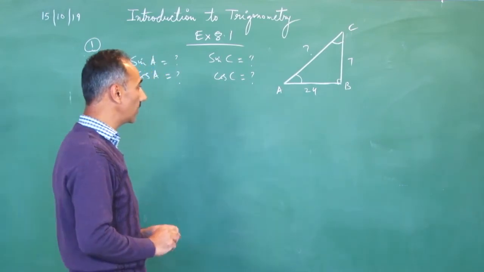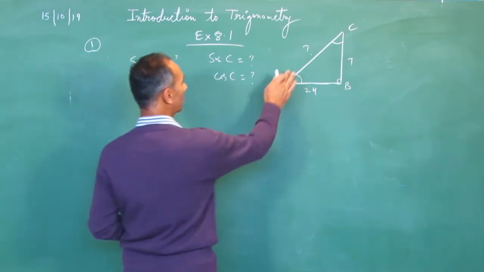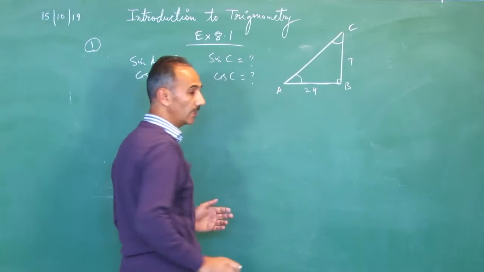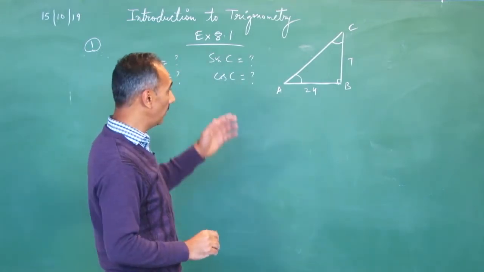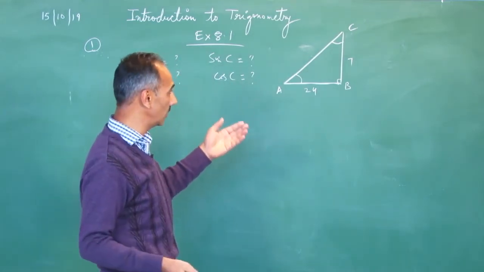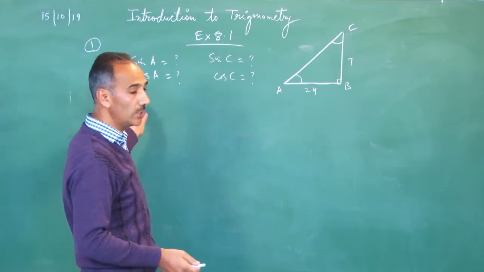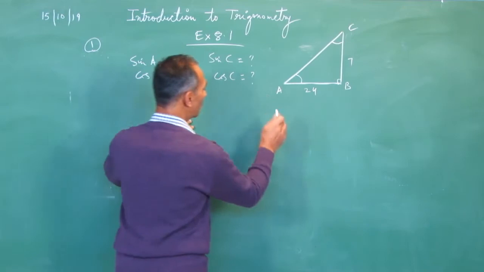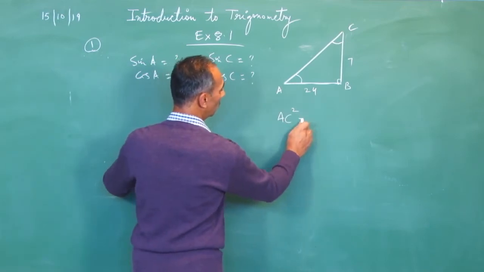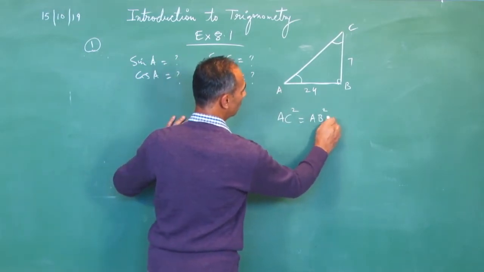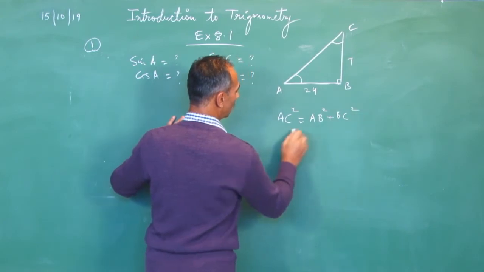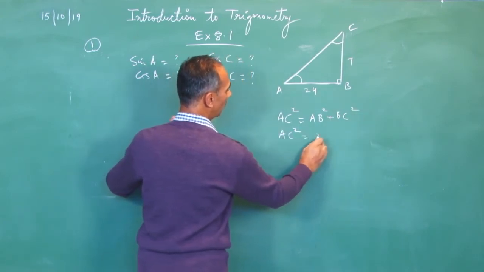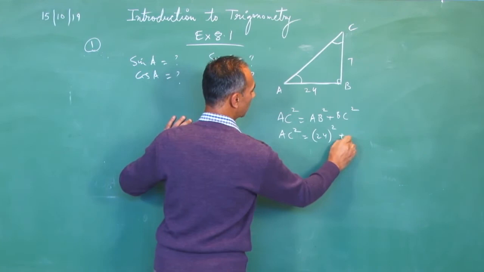Now in this right angle triangle, two sides are given, but the third side is not known, so it's a case of Pythagorean theorem. I will apply Pythagoras theorem to find the third side. Then you could easily find the T ratios in terms of the two acute angles. If you apply Pythagorean theorem, AC square is AB square plus BC square. So AC square will be 24 square plus 7 square.